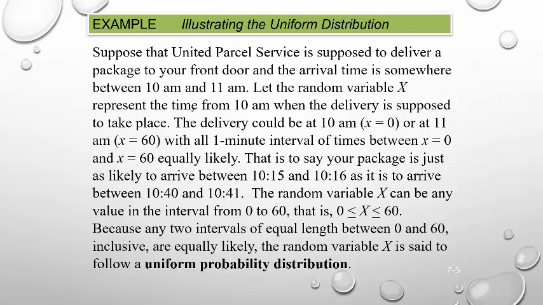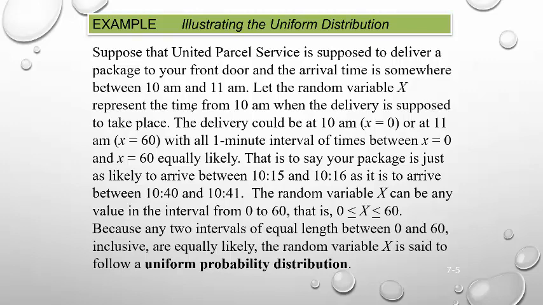The delivery could happen at exactly 10 a.m. Well, that would be x equal to 0, because if we let x be the time from 10 a.m., if it happens right at 10 a.m., the time was 0. Or, at the other extreme, let's say 11 a.m., then x would equal 60, because you've had to wait 60 minutes. Then all the 1-minute intervals of time between x equal to 0 and x equal to 60 are just as likely.